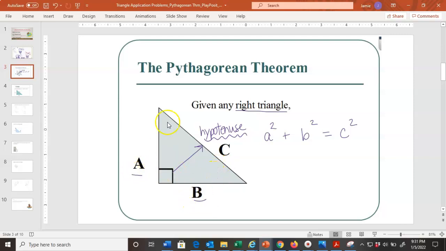Doesn't really matter which one of the legs you use as A and which one is B, because we're just going to add them together. So that's it. This is the Pythagorean theorem. This is on your formula sheet. It's written a little bit differently. I'll show you guys that next class, but it is there.